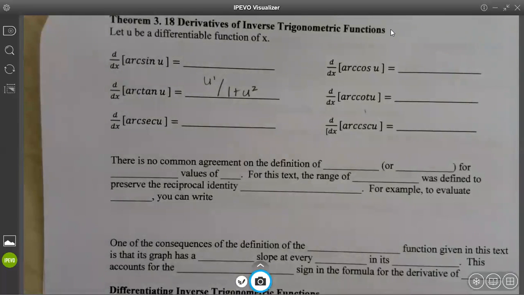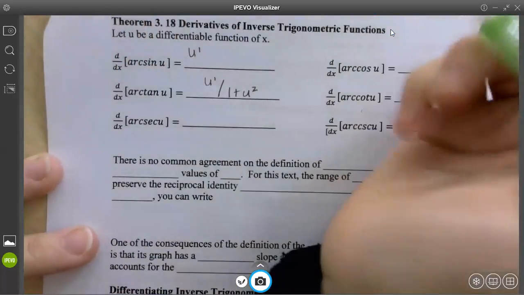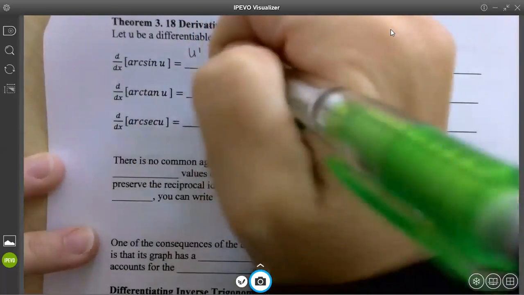So if you didn't understand where all that came from with the tan, tan squared x plus 1 switching to secant squared x, that's okay, because they were just showing you how they got these formulas. That's it. All right. The derivative of arc sine u is u prime over the square root of 1 minus u squared.